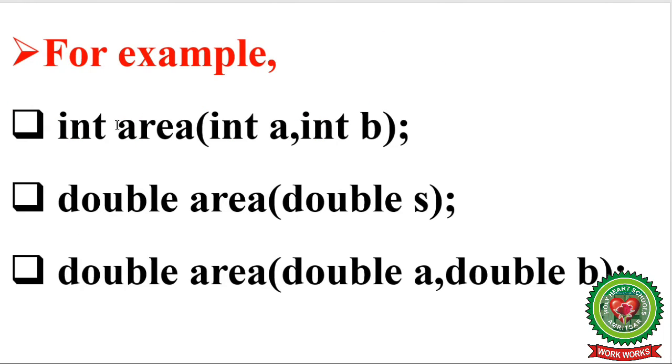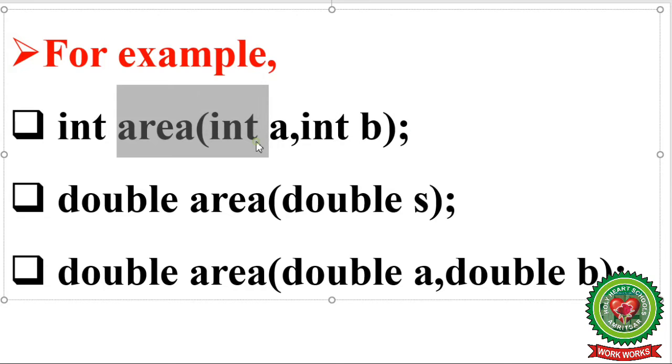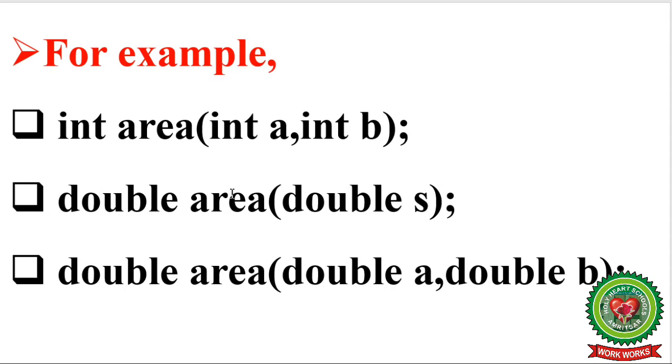For example, I have a method named area, and I have declared it with three different signatures. Int area, with two parameters, int a, comma, int b. Then double area, where the return type is double, with one double parameter. Then again double area, with two parameters, double a and double b. So you can see here the function name is the same, that is area, but they have different parameters as well as different return types.